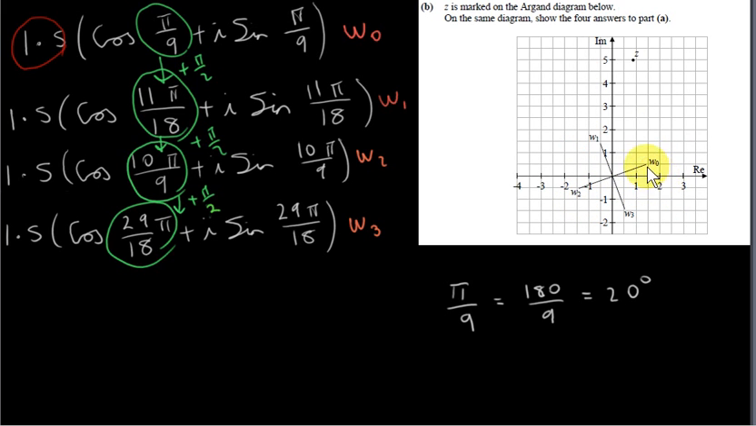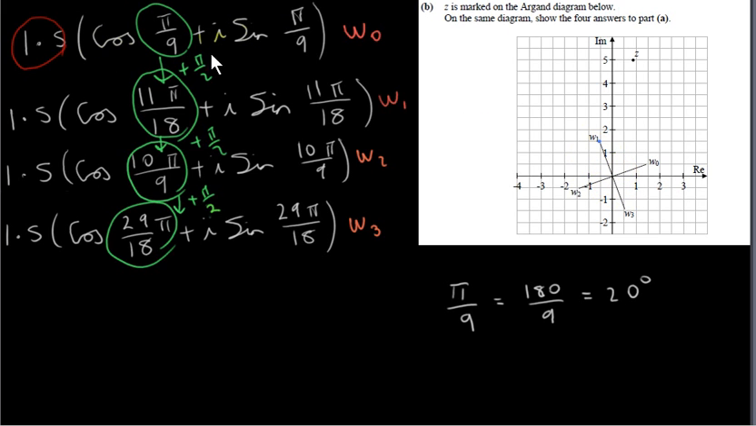Here is a better picture. I rushed through the last diagram. Omega 1 is more like up here. If we rotate omega 0 through 90 degrees, it'll look like it's up here somewhere rather than where I had it.